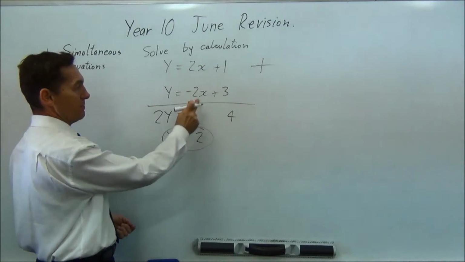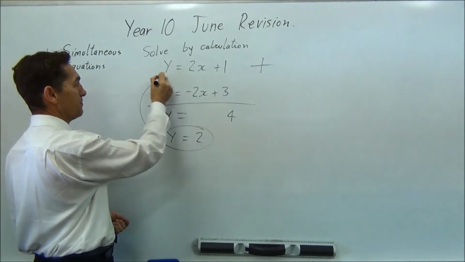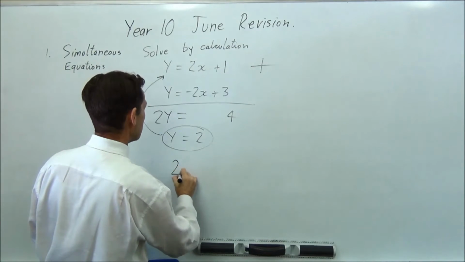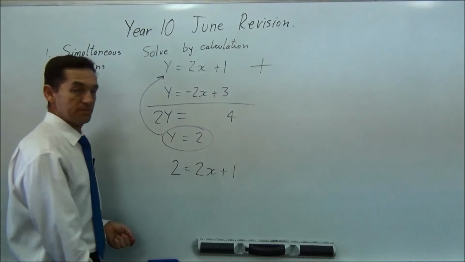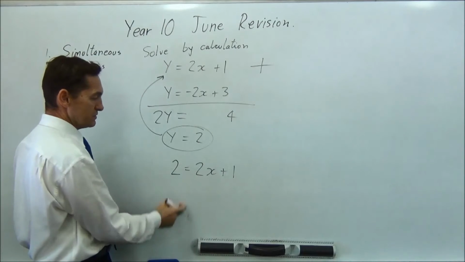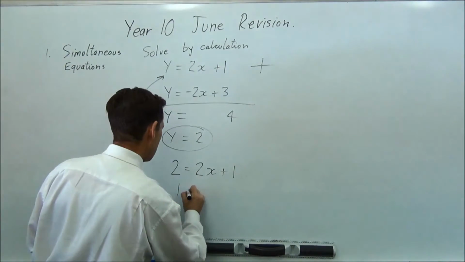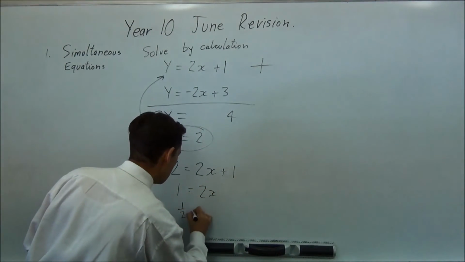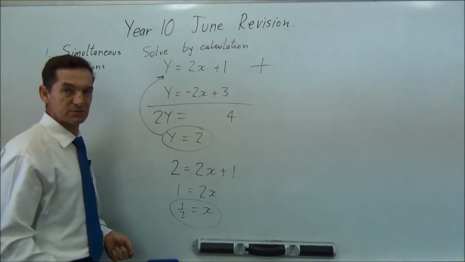And we can put that either there or there. Now let's put it up the top. So y equals 2, so I'm just going to put a 2 there. So 2 equals 2 times x plus 1. So 2 equals 1 plus 1. So if this is 1, I'll take the 1 off this side. So 1 equals 2x, divide by 2, so a half equals x. And that's our solution, y equals 2 and x equals a half.